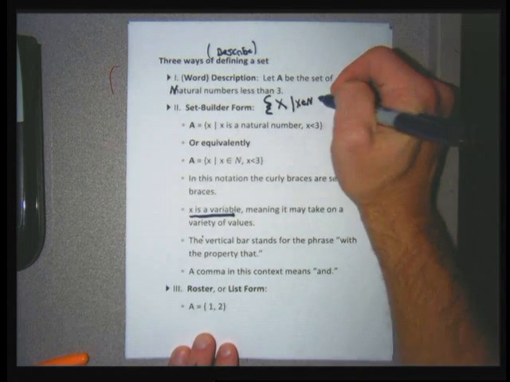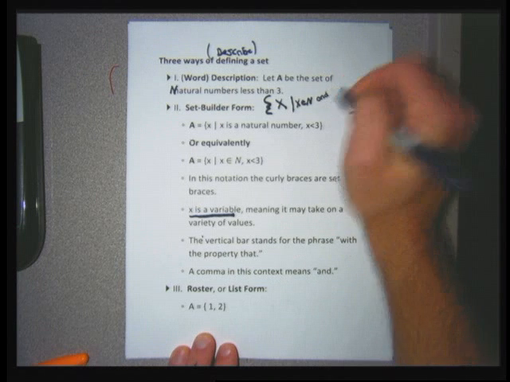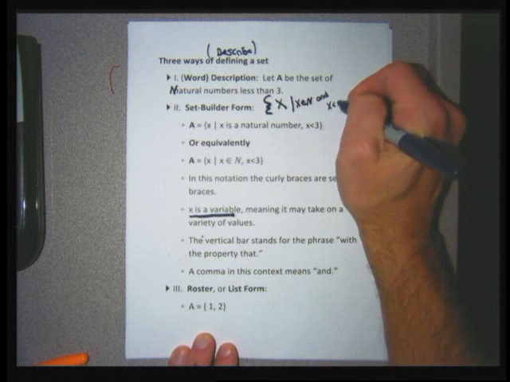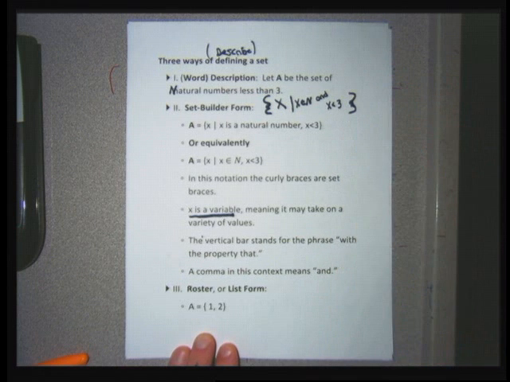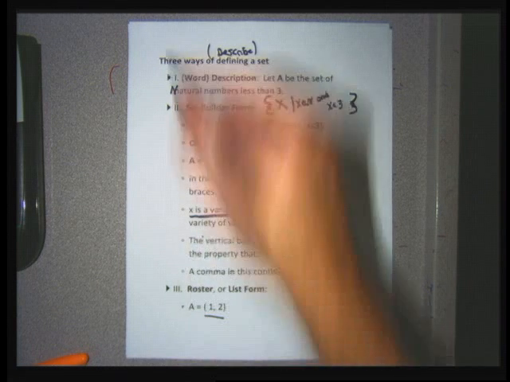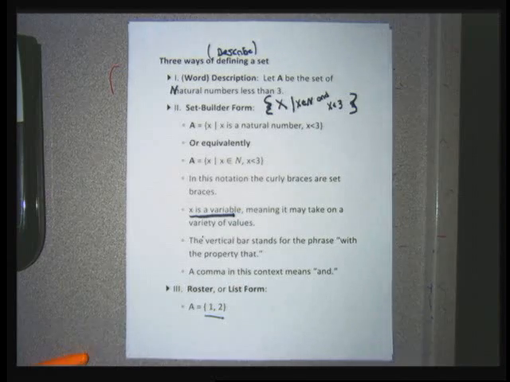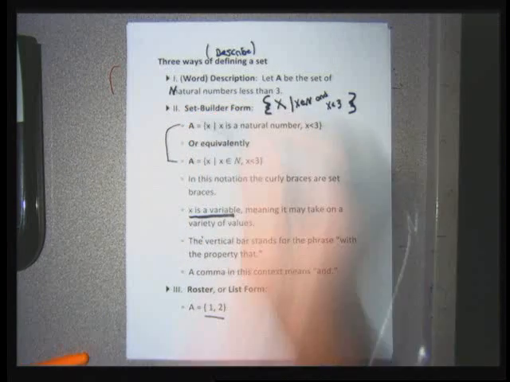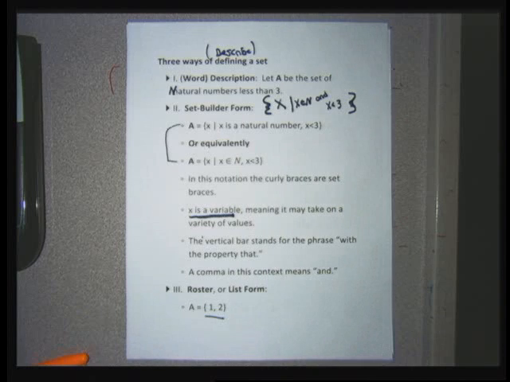And then there's a comma. That comma can be replaced with the word and. X is less than 3 but not equal to 3. That tells me the numbers that are specifically in the set A. The set A only contains natural numbers, and specifically it contains the natural numbers less than 3, and that's the numbers 1 and 2. So each one of these 3 are actually 4 descriptions of A, all tell me that A has the elements 1 and 2.